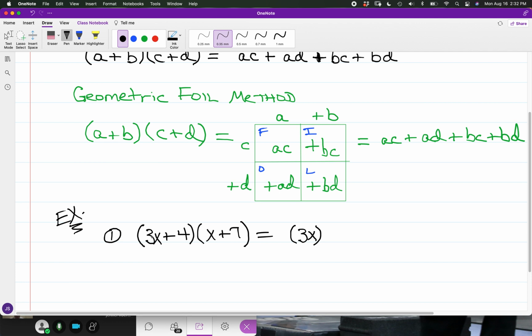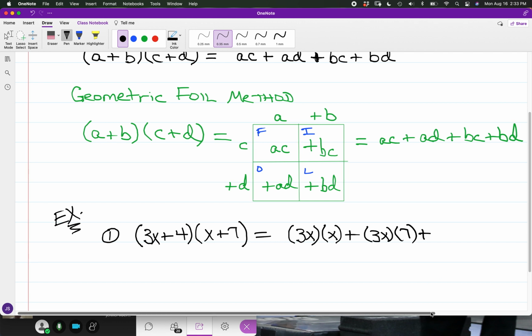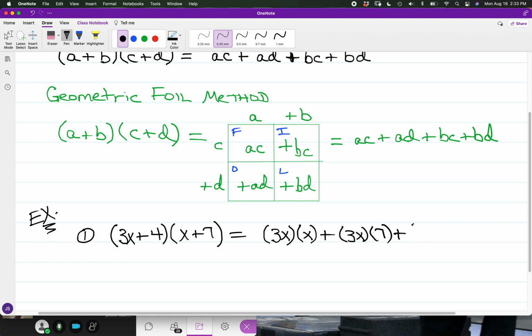So you have the first terms, 3x and x. You have the outside terms, 3x and 7. For the inside, you have 4 times x. And for the last product, we have 4 times 7. So again, first, outer, inner, and last.